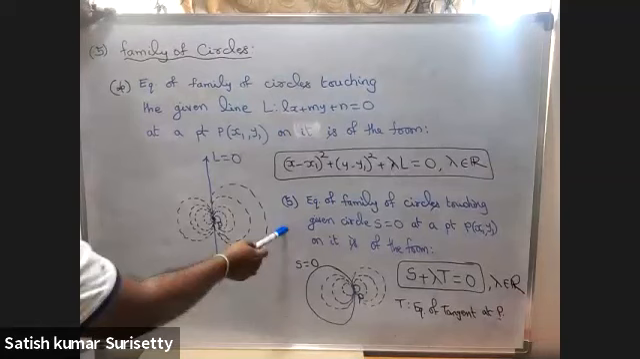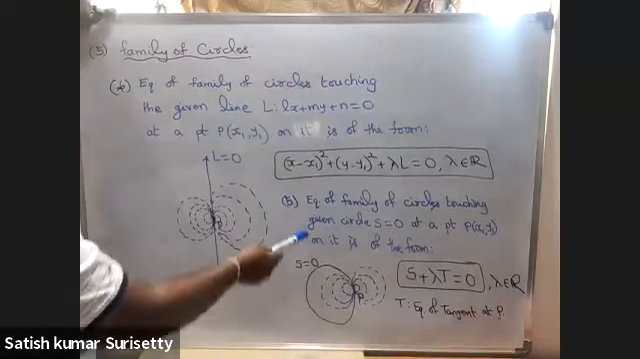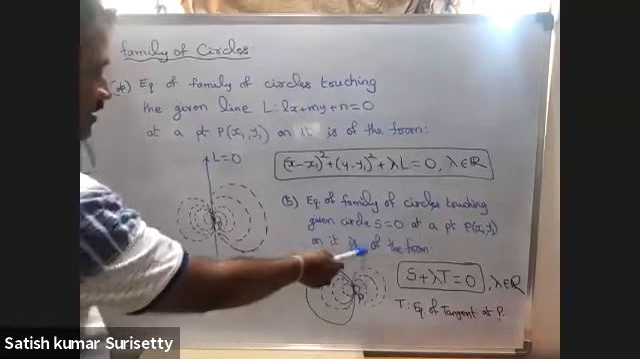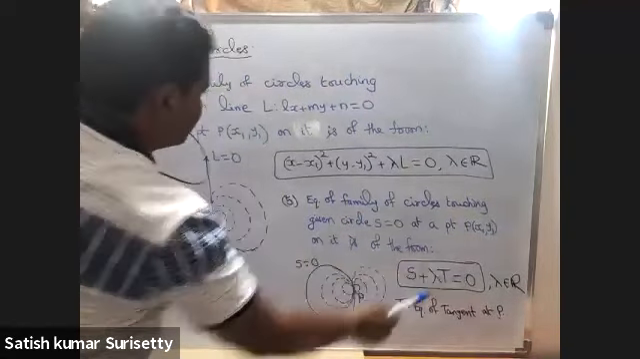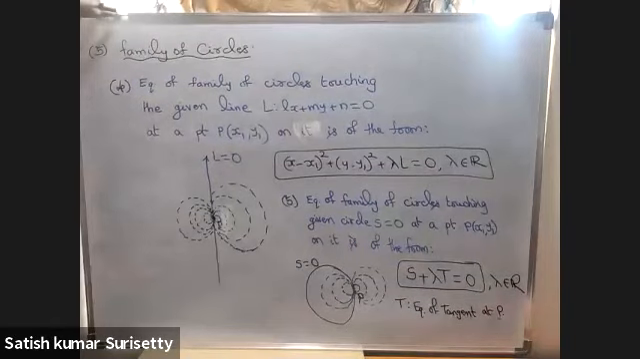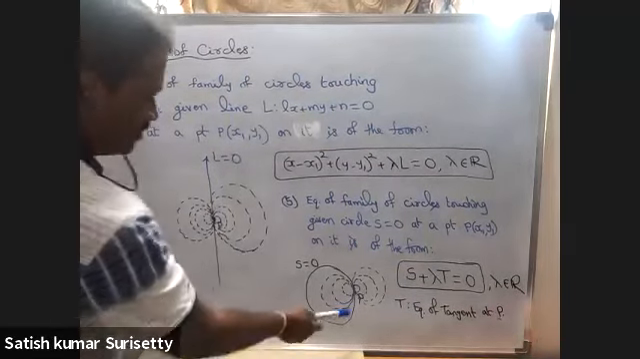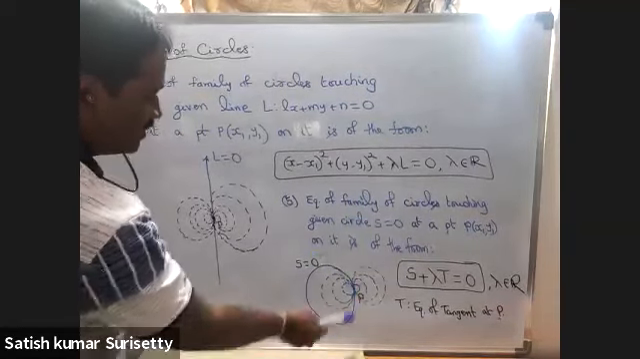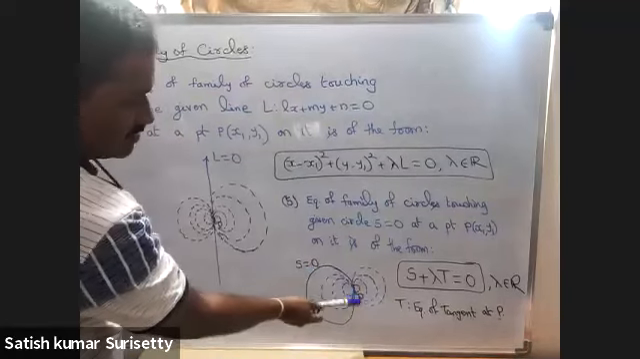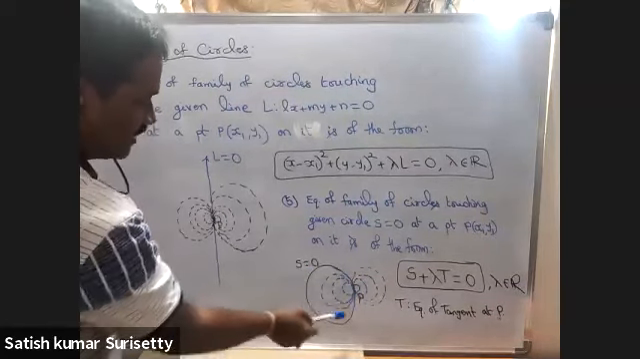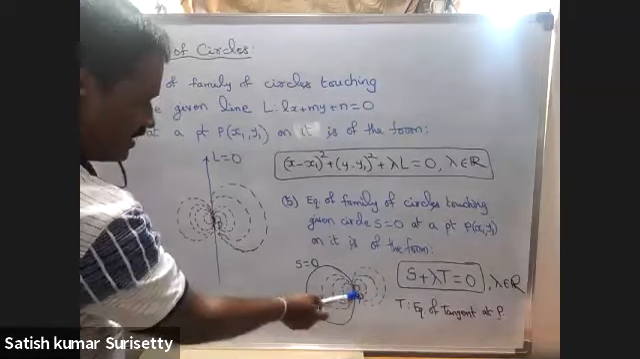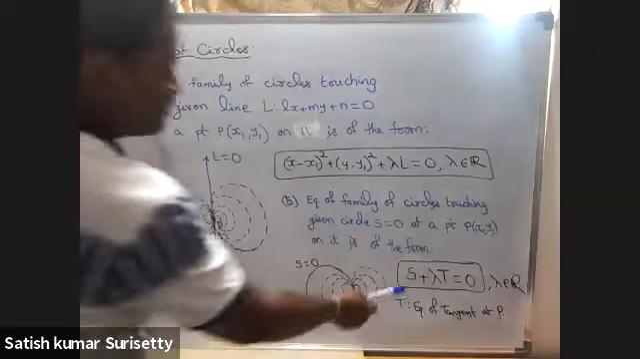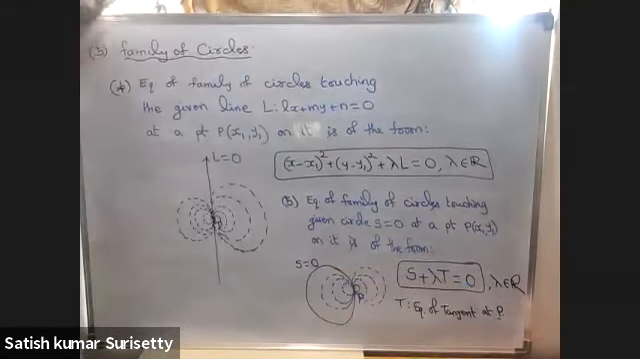So another concept is equation of family of circles touching the given circle S equal to 0 at a point P(x1, y1) on it is of the form S plus lambda T equal to 0, where T is the equation of tangent at P. Now, this is the circle S equal to 0 is given and a point P(x1, y1) on the circle is given. So touching the circle at P, we can have infinite circles, internally or externally. So all these circles are a family of circles and this can be obtained by using S plus lambda T equal to 0, where lambda is a parameter.